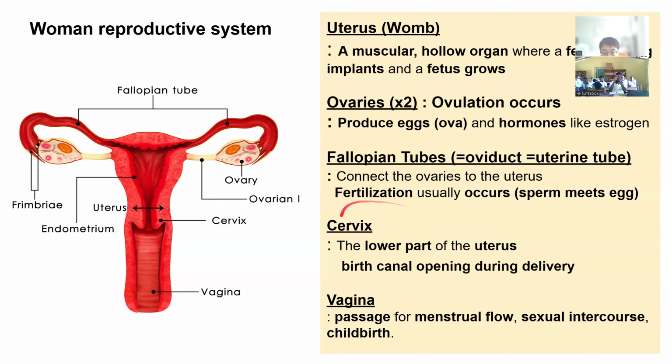And we have the cervix, which is the lower part of the uterus. And it is the birth canal opening during delivery. And then we have the vagina, which is the passage for menstrual flow, where childbirth also occurs. This is the general explanations of functions of each part of the woman reproductive system.